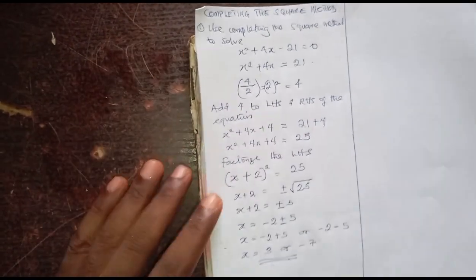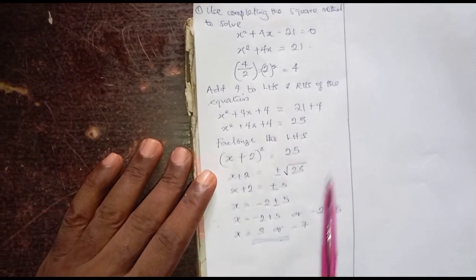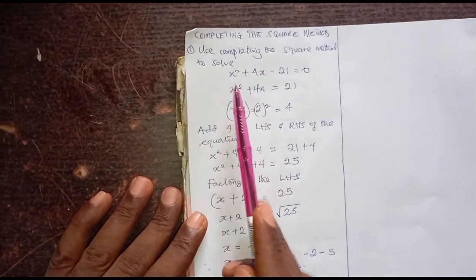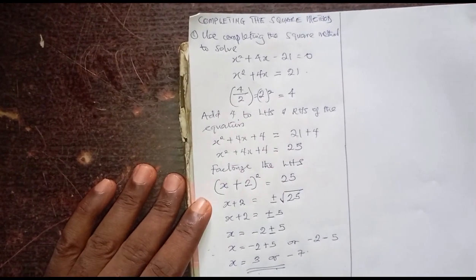So in our next example, we are going to be looking at a number where the coefficient of x squared is not 1. So we are going to be looking at how to solve that.